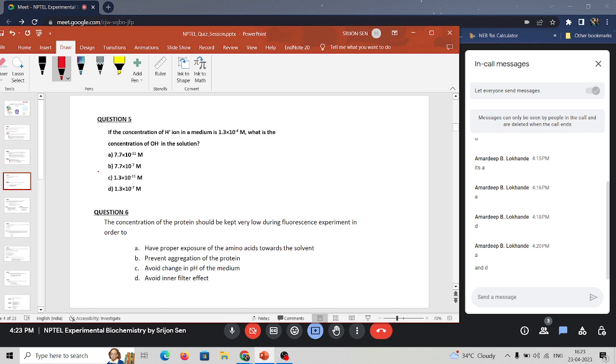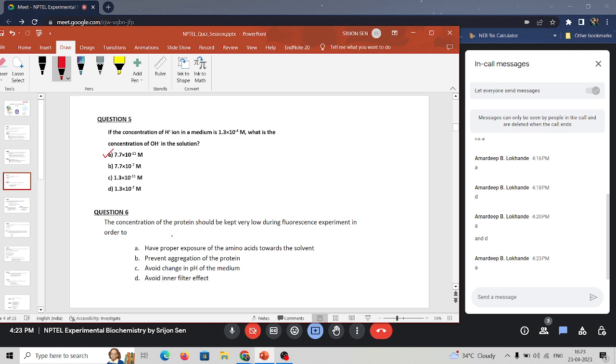So it's very easy. You have to divide 10 to the power minus 14 by 1.3 into 10 to the power minus 4. So what is the value which you are getting? How much are you getting? If you calculate it, you will get an answer of 7.7 into 10 to the power minus 11 molar. Yes, right. 5A is the correct answer.